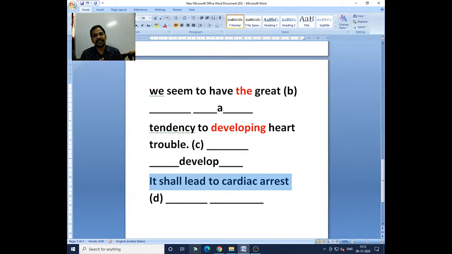Now if I just give you a hint, where can a child use the modal shall in place of the first person singular and plural, like I and we. I is from first person singular, we is from first person plural. I and we are from first person, but I is singular, we is plural. So in first person only, in singular and plural cases, you can go with shall. For the remaining we have to select will. It will lead to cardiac arrest. Simply it will lead. You see the pronoun it.